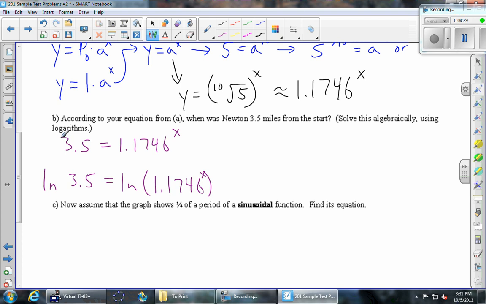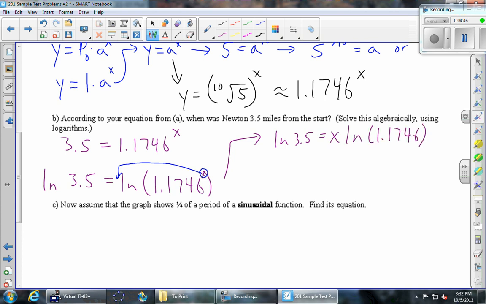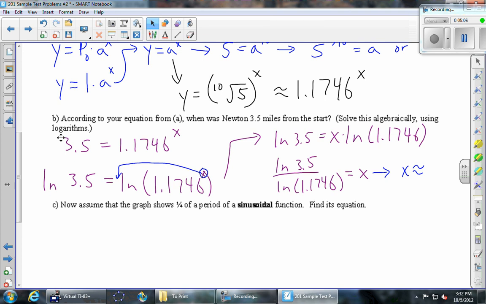And then this really nice property of logs says you can take log of a number to a power, and you can bring that power right in the front. And so we're going to write that over here. ln of 3.5 equals x times ln of 1.1746. And then finally, to solve for x, divide both sides by ln of 1.1746. So we'll type this onto the calculator, again hoping to get something near the 7.5 that we just saw from the graph.